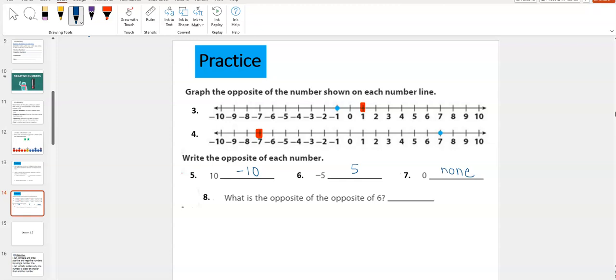And then the last one is kind of a trick question as well. It says, what is the opposite of the opposite of 6? So the opposite of 6 is -6, and the opposite of this opposite would be +6. So the opposite of an opposite is the number itself.